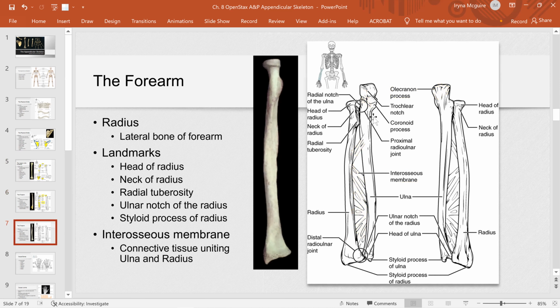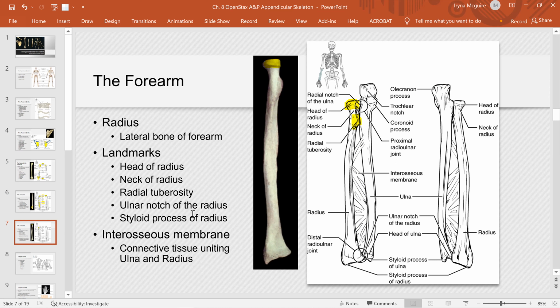So radius is a lateral bone of the forearm, and it has a head of the radius. So I'm gonna maybe highlight it over here or right there. That's the head of the radius, and below the head we have a neck. We have radial tuberosity, this bump over here.